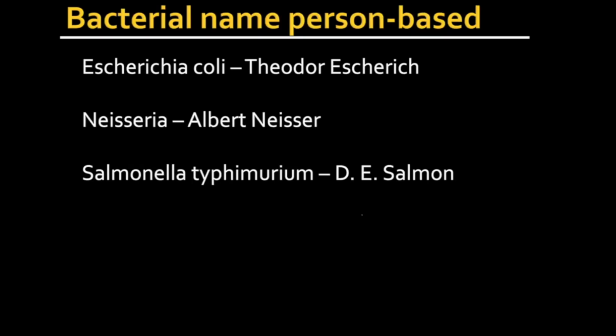E. coli was discovered by Theodor Escherich, I think is probably how you pronounce it. It looks like a German name, I'm not sure. Neisseria was discovered by Albert Neisser, and Salmonella typhimurium was discovered by a scientist named D.E. Salmon. That's how it got its name. So this would be just a college course in itself, the naming of all these bacteria. I thought it was pretty interesting.